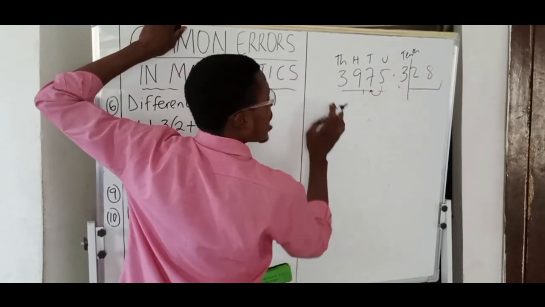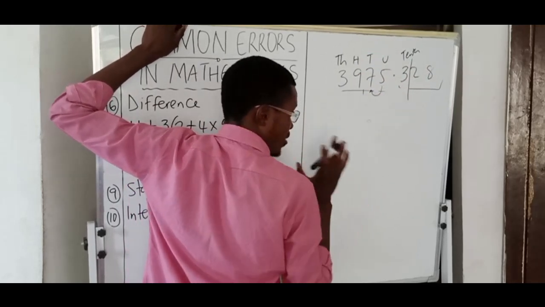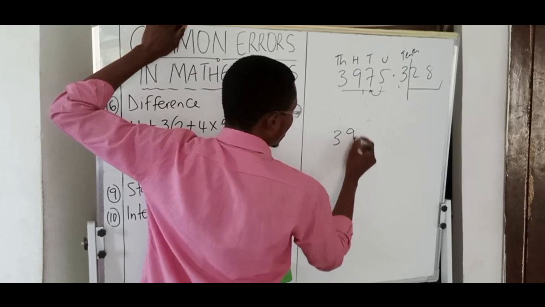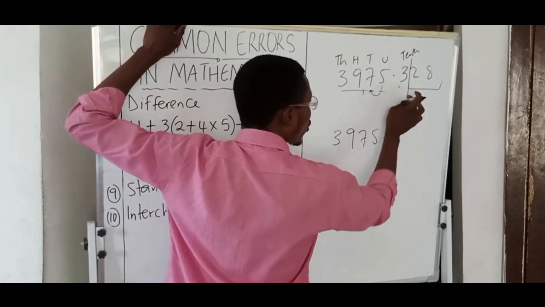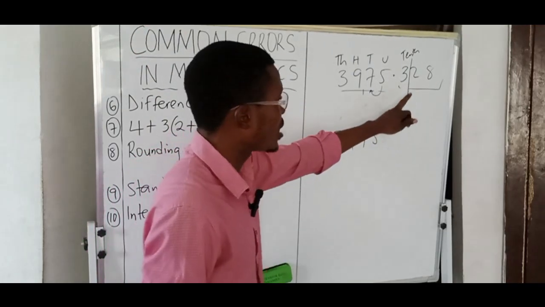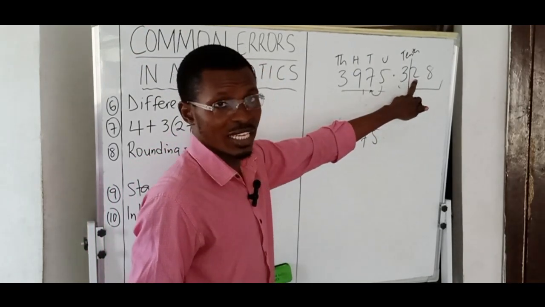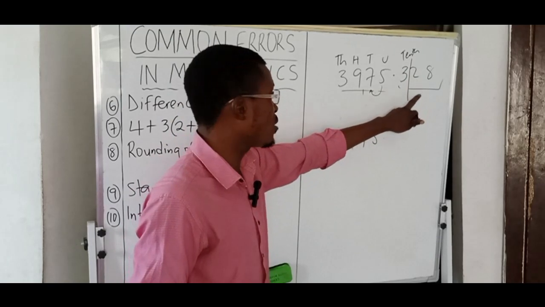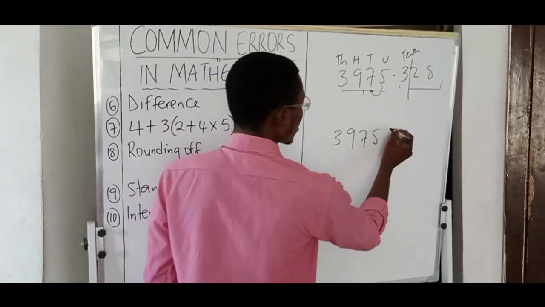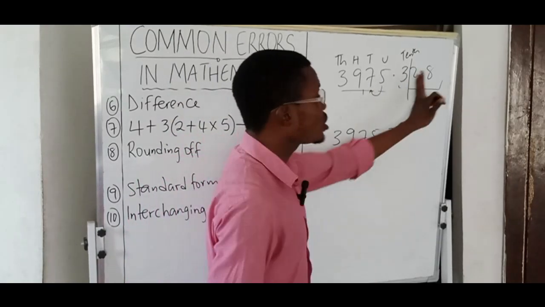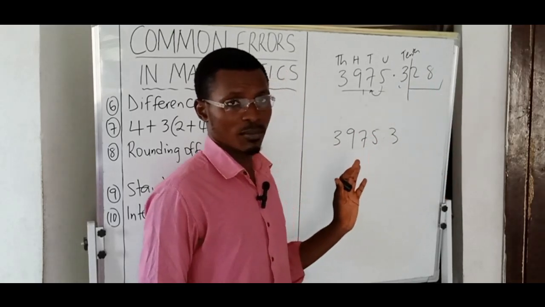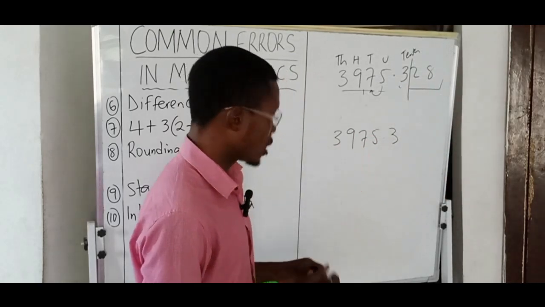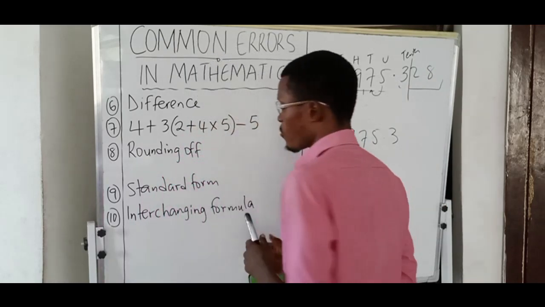Here, every digit before the line is relevant. So you write them out: 3, 9, 7, 5 point. But before you write the one closest to the line, you check the digit after the line. It is 2, it's not up to 5. So you cannot give 1 to 3. Hence this 3 still remains 3. And the remaining digits in the fractional part don't become 0. Just discard them. Alright? So please take note of this. That is for rounding off of numbers.